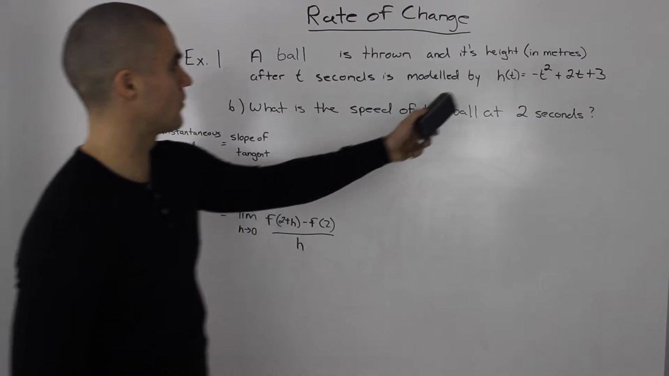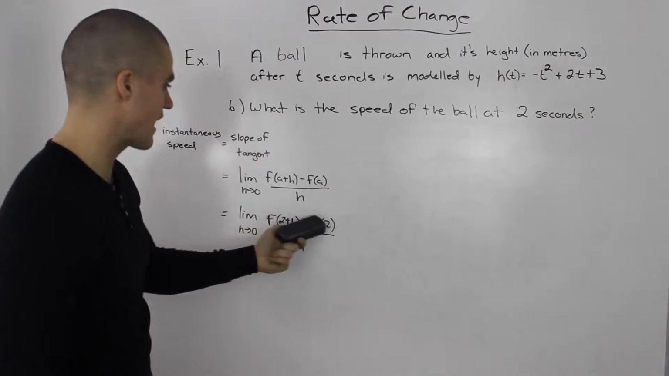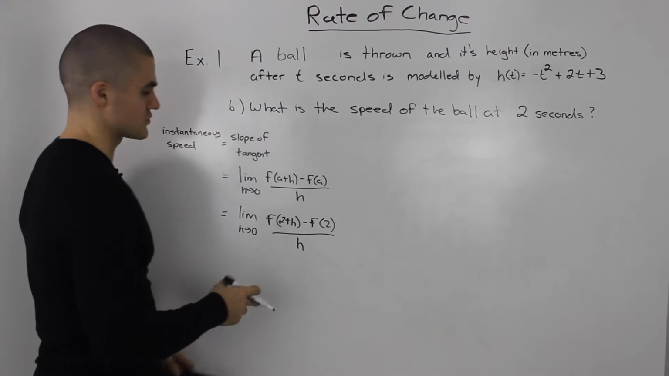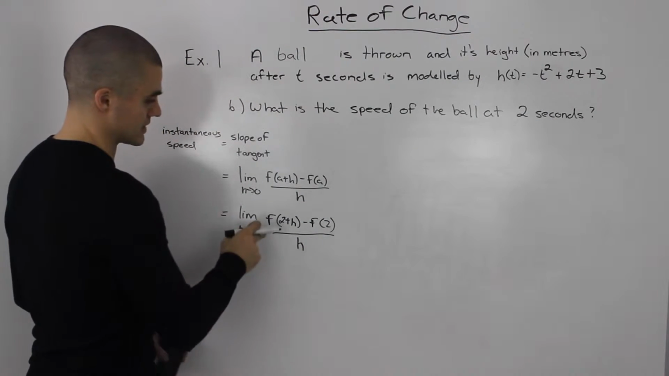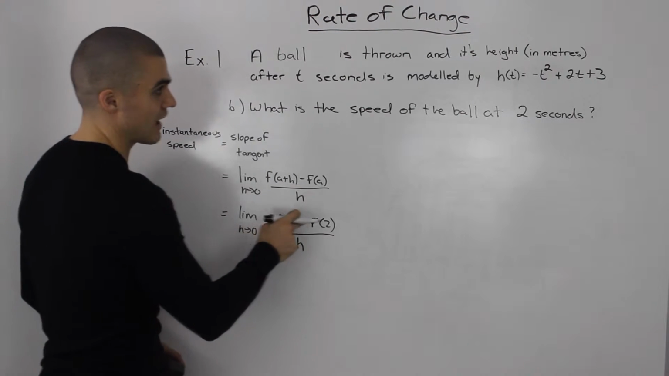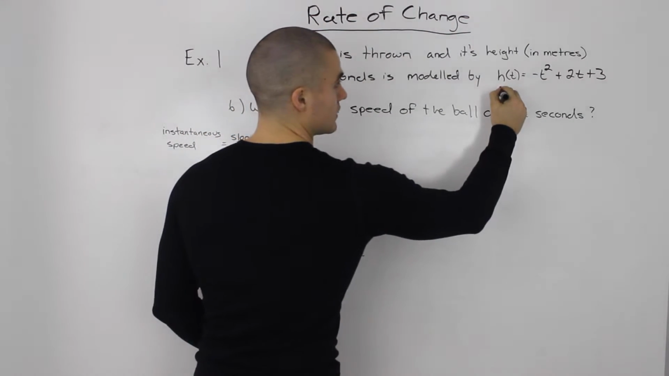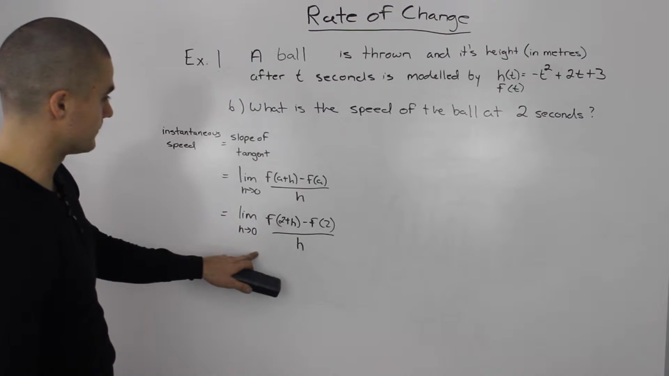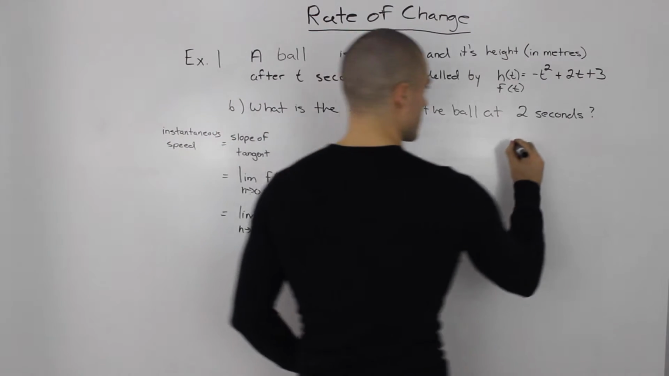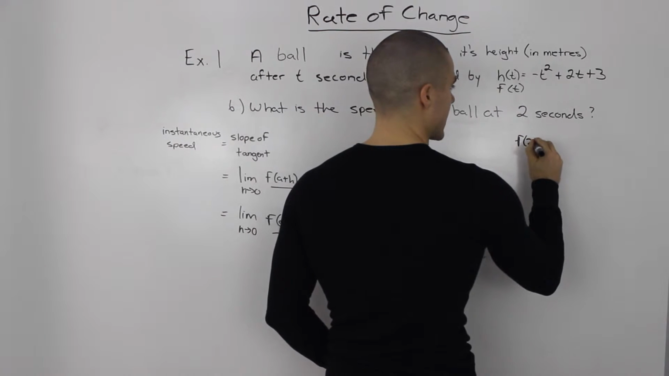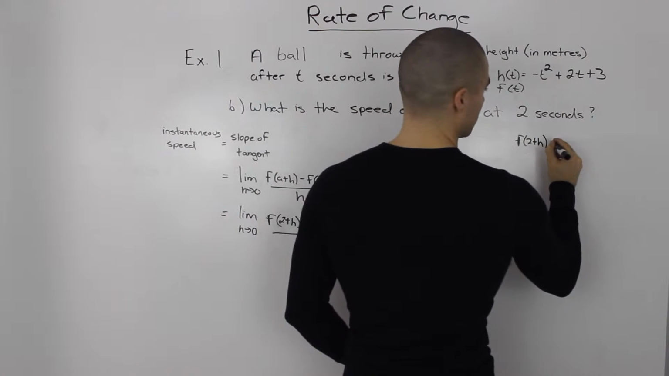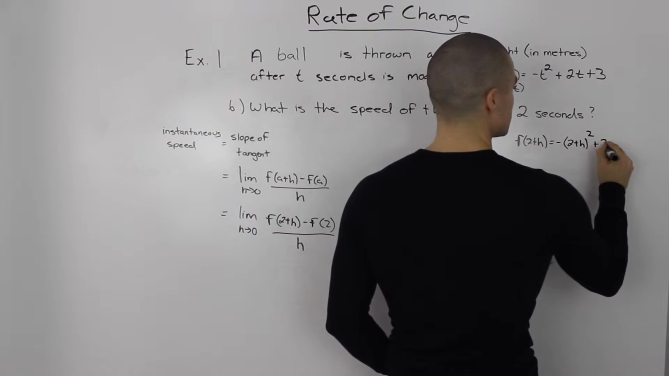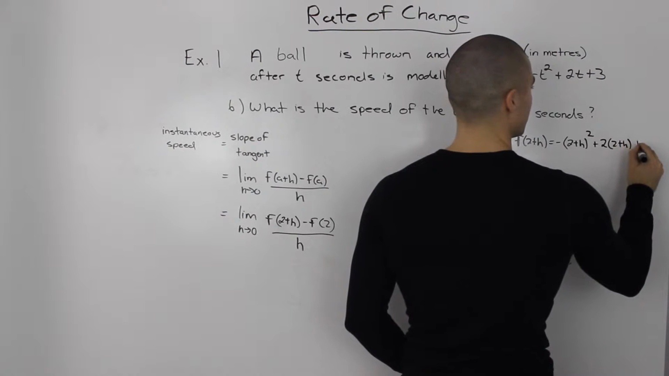Now notice how our function is modeled by h, but I'm using f here. The reason is because this h and this h are different. I just realized that, and I don't want you getting confused. But basically, this function, this f, corresponds to this. So we could even write f of t here, just to avoid confusion. So let's do these on the side. So f of 2 plus h, if we plug it in the formula here, we'll have negative 2 plus h squared plus 2 plus h plus 3.